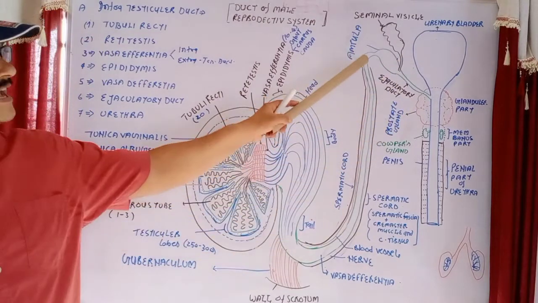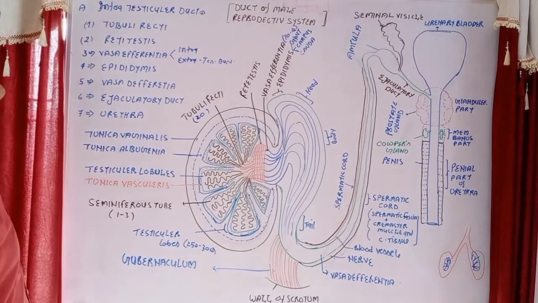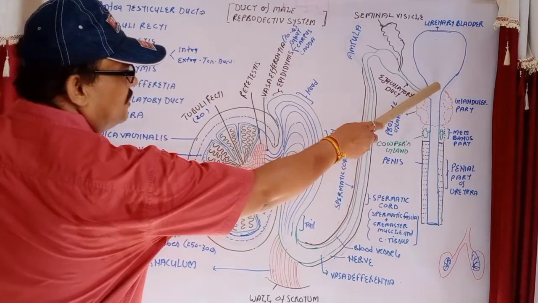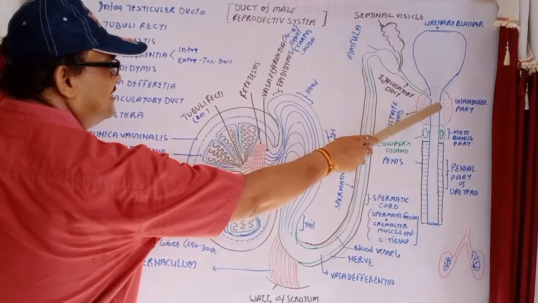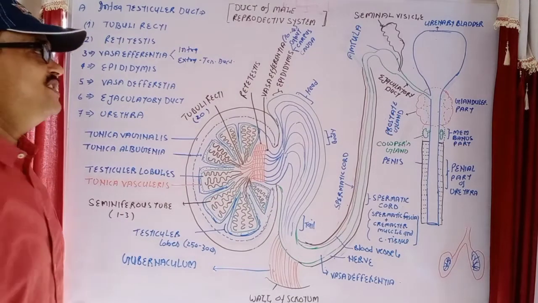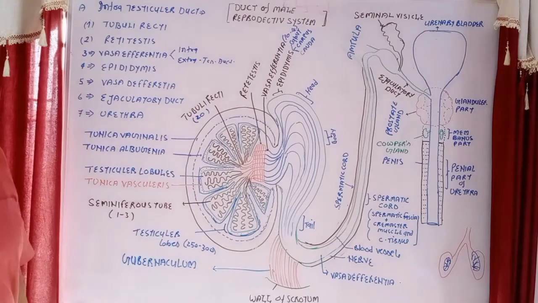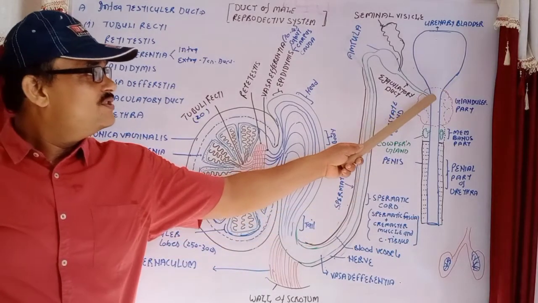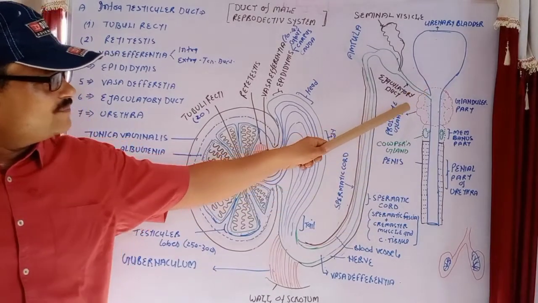This structure is known as the ejaculatory duct. It is a short contractile tube which leads into the urethra. It means finally the ejaculatory duct leads into the urethra. Now from this side also the ejaculatory duct leads into the urethra, so the part of the urethra in which the ejaculatory ducts lead is around this region of the urethra.